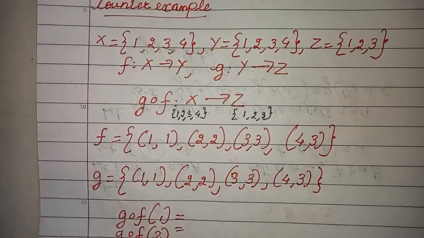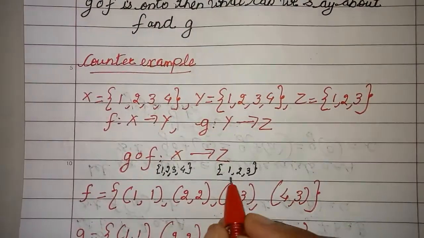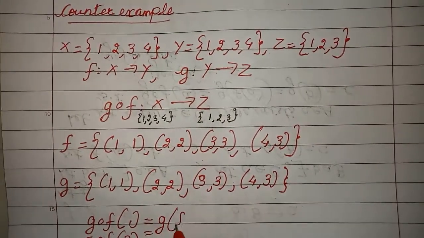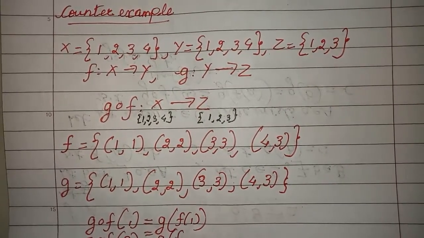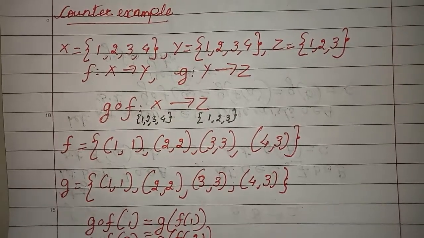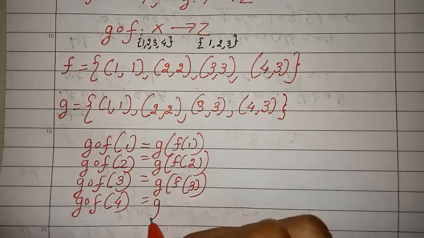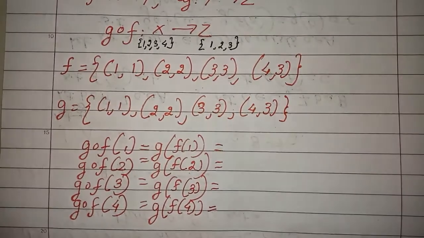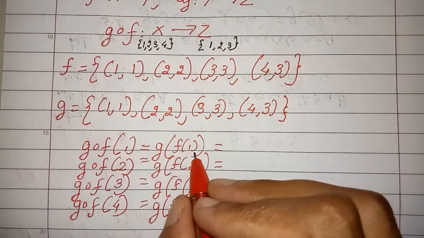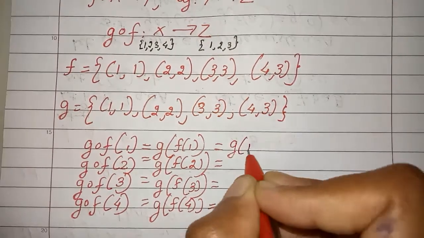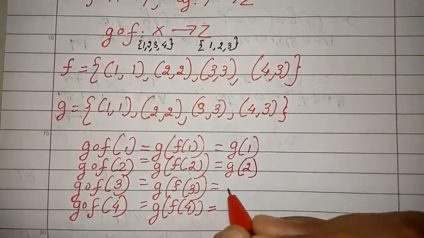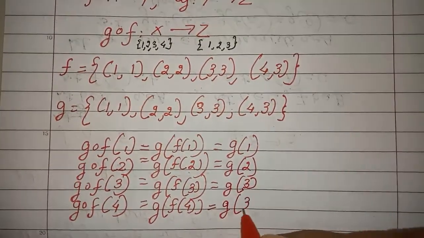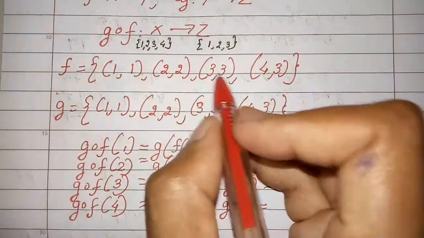Now let us calculate this one by one. Z is 1, 2, 3. So it is g of f of 1, g of f of 2, g of f of 3, g of f of 4. What is f of 1? f of 1 is 1. What is f of 2? 2. What is f of 3? 3. And f of 4 is also 3 here. You can see I got the answers from here.